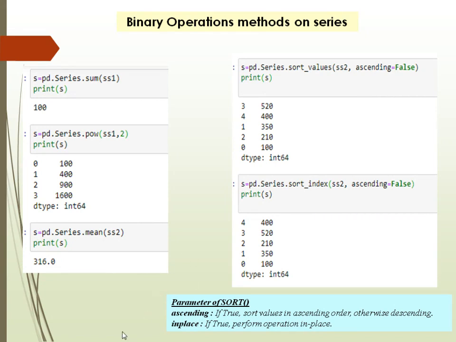First is ascending. If you write ascending equals to False, then it will display the descending values, and if you write ascending equals to True, then it will display the ascending values. Inplace means the changes will be reflected in place, at the same position of the memory. But if you do not write inplace, then by default it is going to display only. The actual ss1 remains like that. Clear?